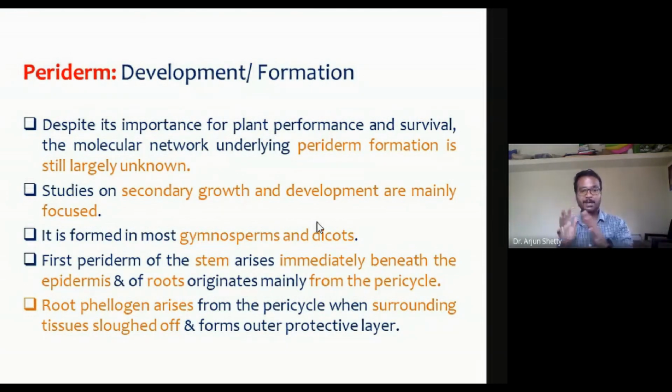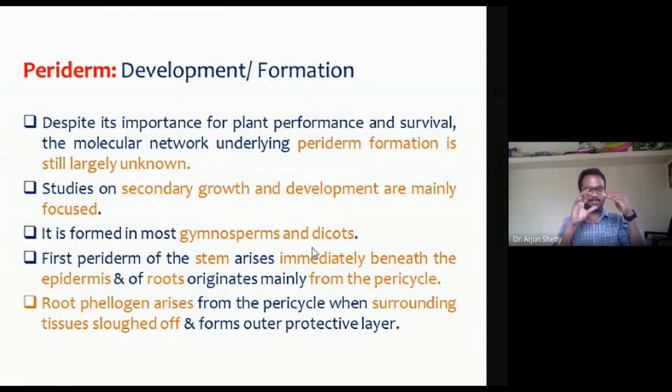In roots, the formation of a periderm is completely because of the pericycle itself. Once the secondary growth begins, the epidermal cells get ruptured. In the root, the pericycle is the nearest tissue to the stele; above the pericycle you can see the cortex, hypodermis, and the epidermis.